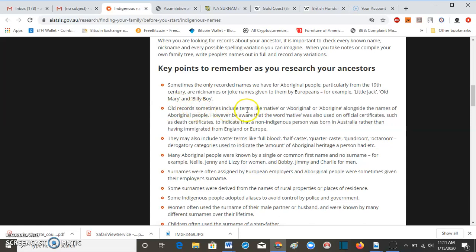Records sometimes include terms like native or aboriginal or aborigine alongside the name of Aboriginal people. However, beware that the word native was also used on official certificates such as death certificates to indicate that a non-indigenous person was born in Australia rather than having immigrated from England or Europe. So the descendant of a European would be considered a native. This is why you got to be careful with this word native, man. Okay, a native could be anybody.